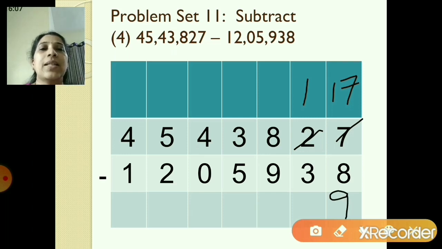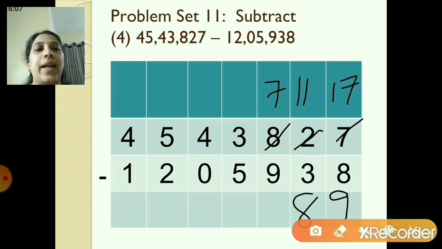Now 1 minus 3, you cannot subtract 3 from 1. So you are going to borrow 1 from the hundreds place. So it will become 7. Now in the tens place it will become 11. So 11 minus 3 is 8.